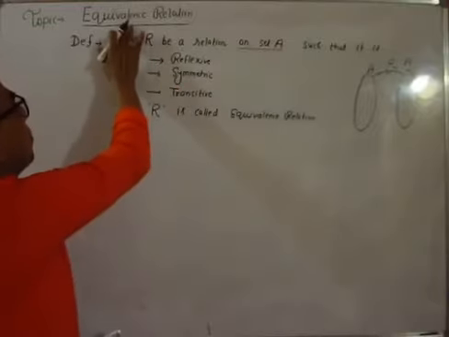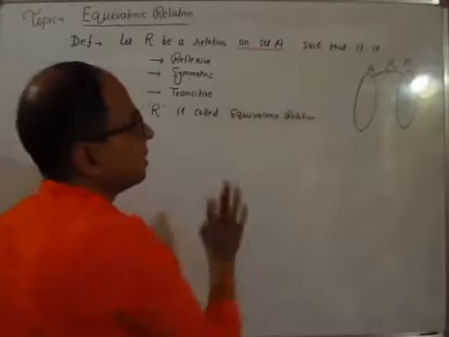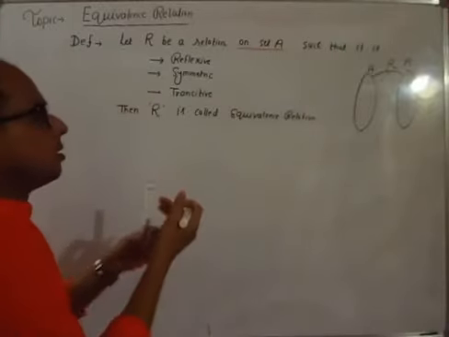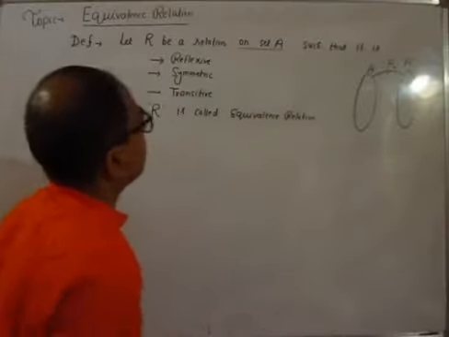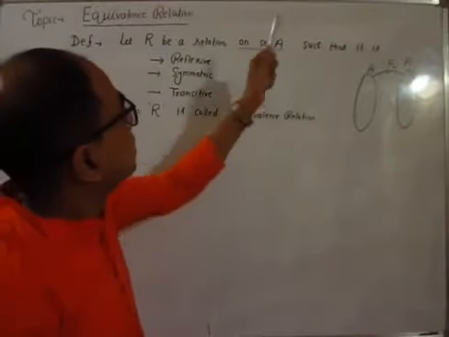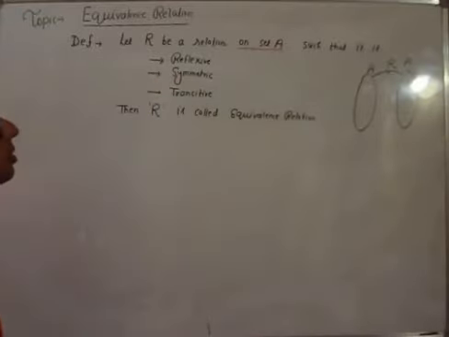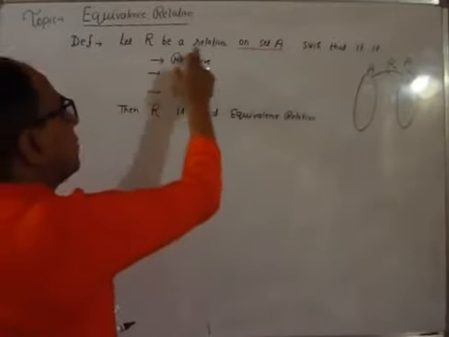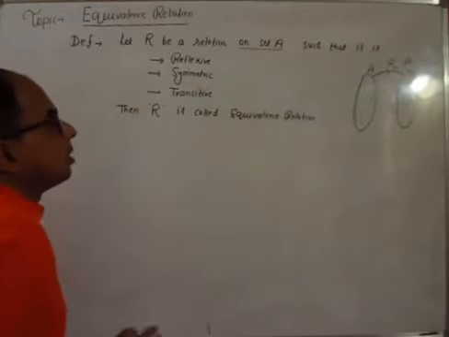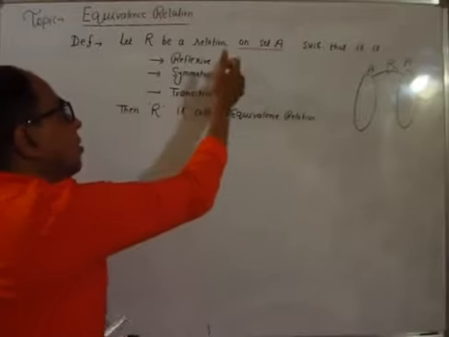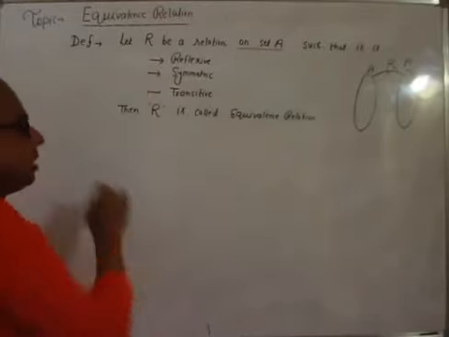So first of all, equivalence relation is a relation on set A. It means it is a relation which relates element of set A with element of set A itself, such that it is reflexive, symmetric, and transitive. Simultaneously this relation is reflexive, symmetric, and transitive. If this relation satisfies all these three, then we can say that R is equivalence relation.